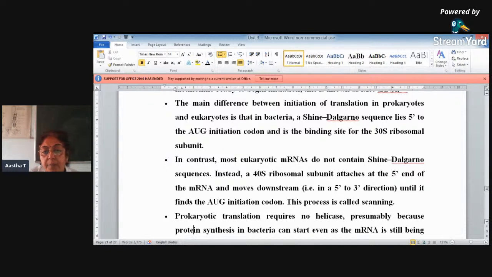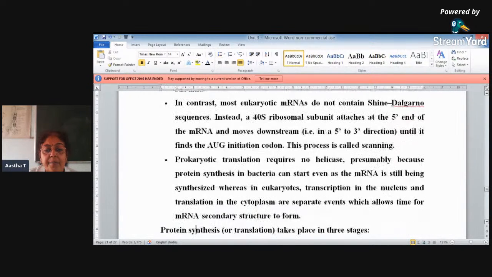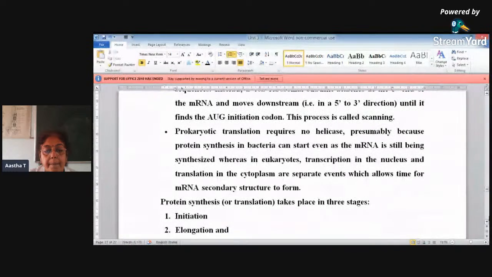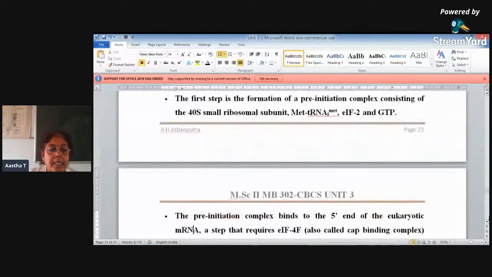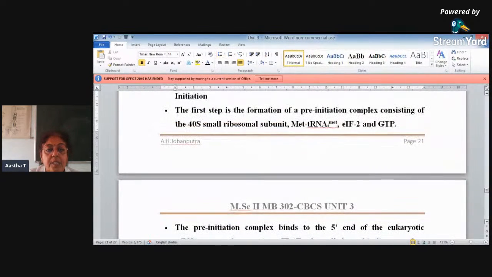A 40S ribosomal subunit attaches to the 5' end of the mRNA, and that region is known as the Kozak sequence. And then it will move along the mRNA in 5' to 3' direction, which is known as the scanning of mRNA. Let us see these stages in detail.